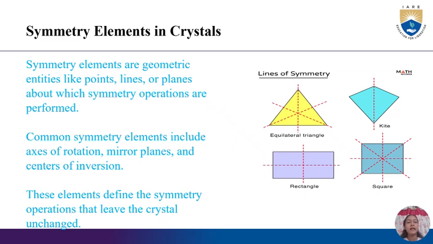Symmetry elements are geometric entities like points, lines, or planes about which symmetry operations are performed. Common symmetry elements include axes of rotation, mirror planes, and centers of inversion. These elements define the symmetry operations that leave the crystal unchanged.